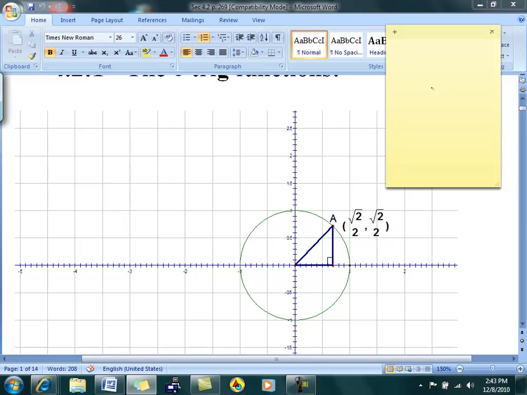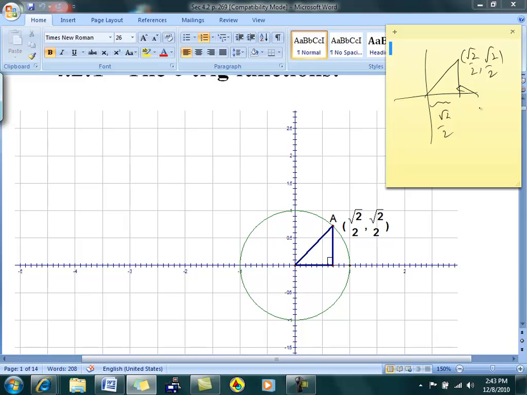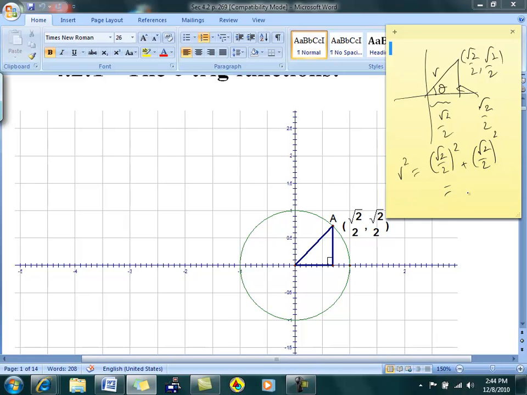So what it looks like if you were to look at the triangle, this is your point root 2 over 2, comma, root 2 over 2. So that means that this distance here is root 2 over 2, and that distance is also root 2 over 2. And the angle I'm talking about is that angle. I hope you see that the radius is 1. Let me just go ahead and do that for you. So r squared is equal to root 2 over 2 squared plus root 2 over 2 squared, which is equal to 1. And so r is equal to 1.